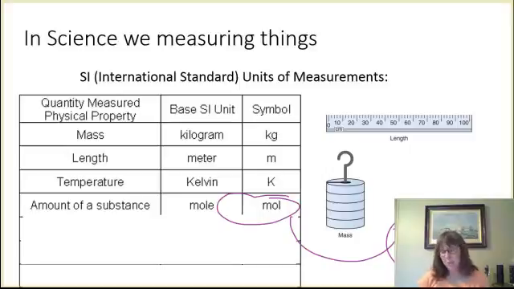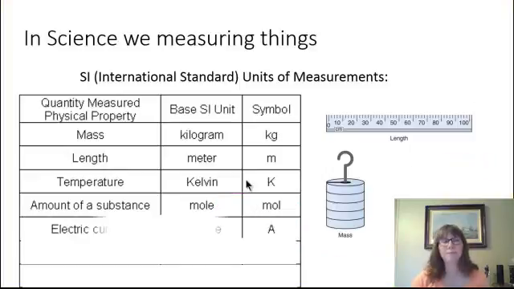It's very similar to if you go and get your eggs, 1 dozen eggs. How many eggs do you have? You have 12 eggs. So we say 1 mole is equal to 6.022 times 10 to the 23rd particles. So anyway, it's a way of counting particles.